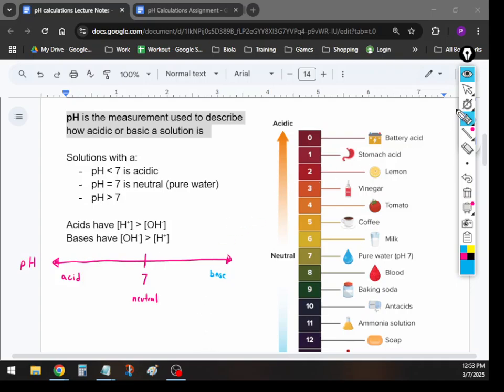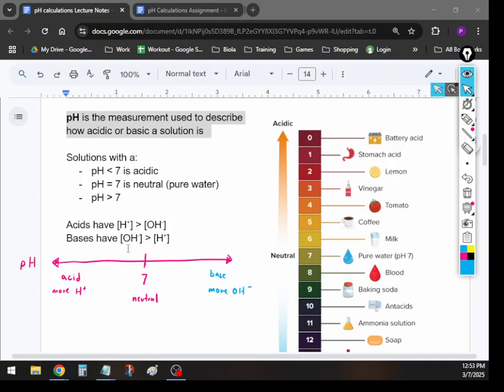So again, pH 7 is the middle point. It's the neutral point. That's where water is. Anything less than 7 is an acid. Anything greater than 7 is going to be a base. And if something is an acid, it means that it has more H+. And if something is a base, it means that it has more OH-.